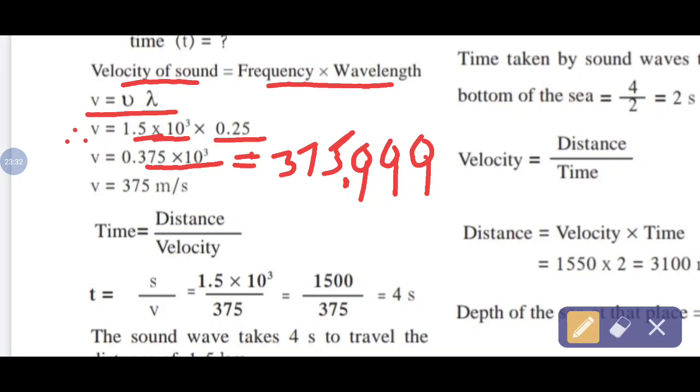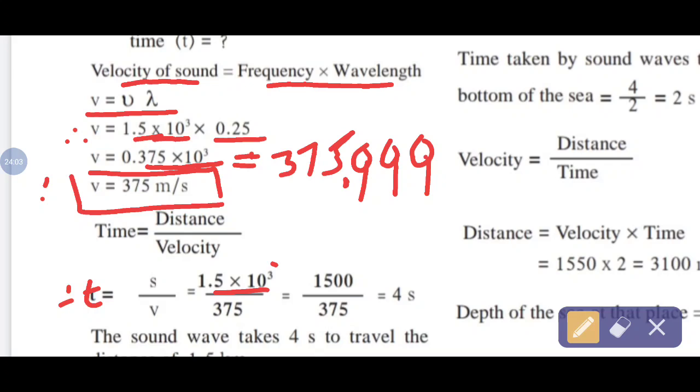375. What do we find out here? This is the velocity. So V is equal to 375 meter per second. So we find out the time. We know the formula of velocity of sound, that is distance upon time. So time is equal to distance upon velocity. Symbolically, small t means time is equal to distance S divided by velocity V. So 1.5 into 10 raised to 3 divided by 375.